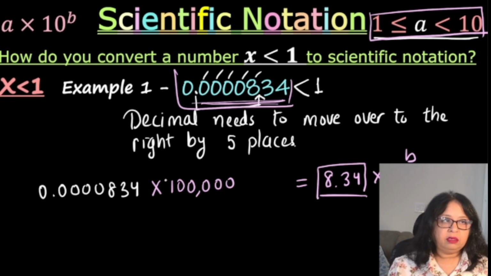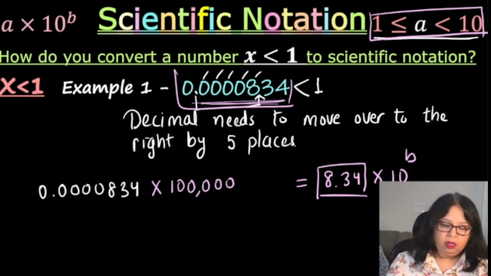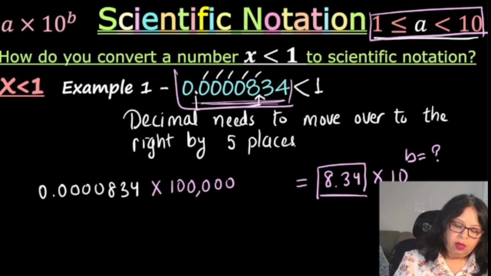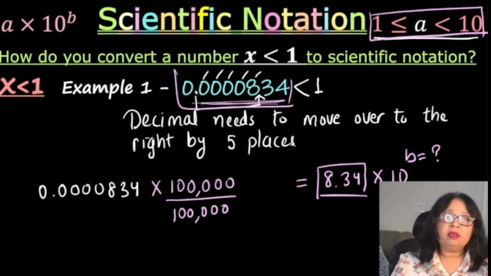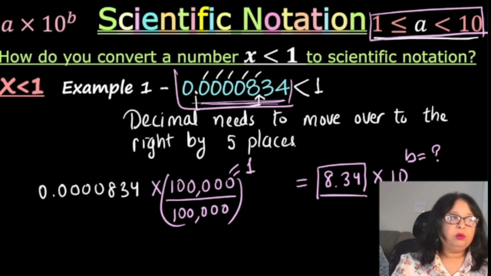Okay, I see that I'm cutting off this 10 to the power b. Hang on, I'll fix it. So essentially, we're trying to figure out this b. Fine. If I'm multiplying this original number by 100,000, I will go ahead and divide it by 100,000 as well. By doing so, I'm essentially multiplying my original number by a number equal to 1, and that changes nothing. So now what is this b? That's still a question.